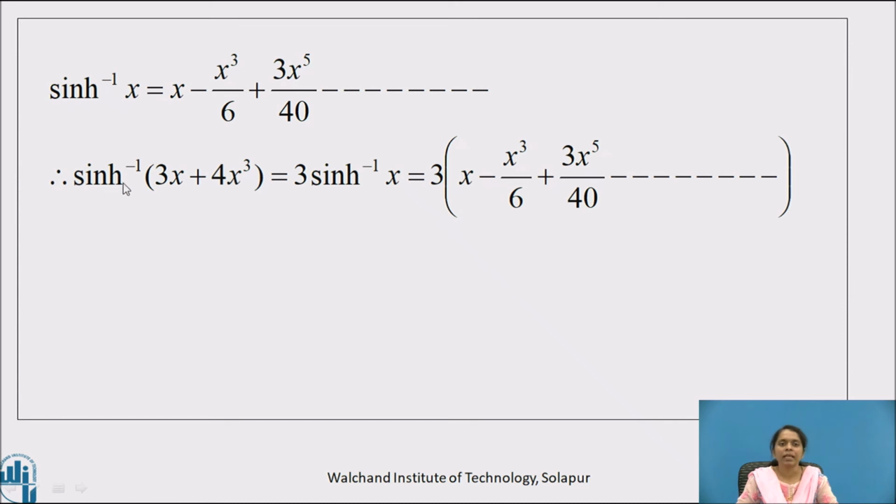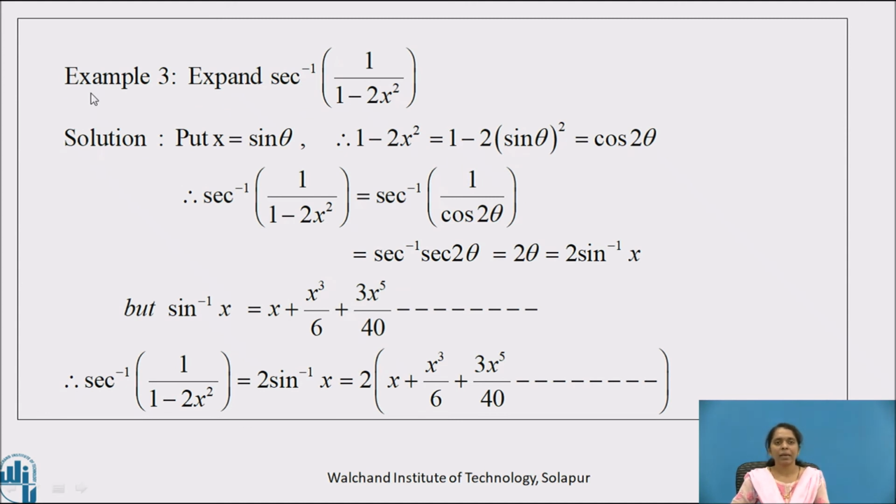Therefore, sine hyperbolic inverse of bracket 3x plus 4x cube is reduced to 3 into sine hyperbolic inverse x, which is equal to 3 into value of sine hyperbolic inverse x, just now we have seen, bracket x minus x cube by 6 plus and so on.